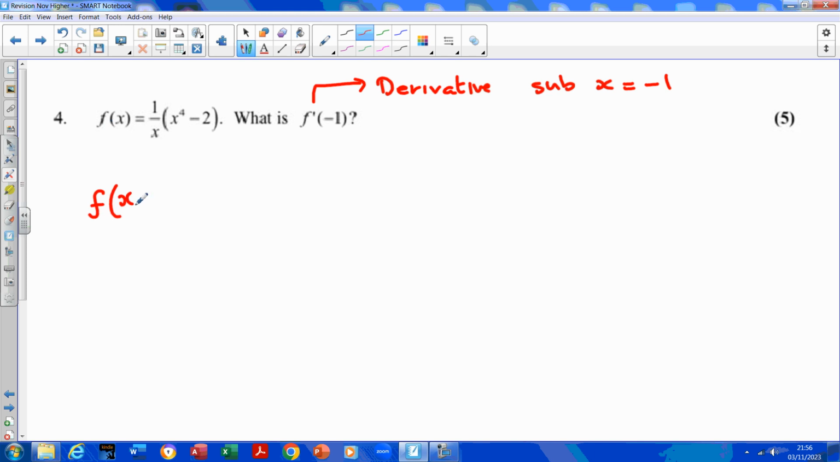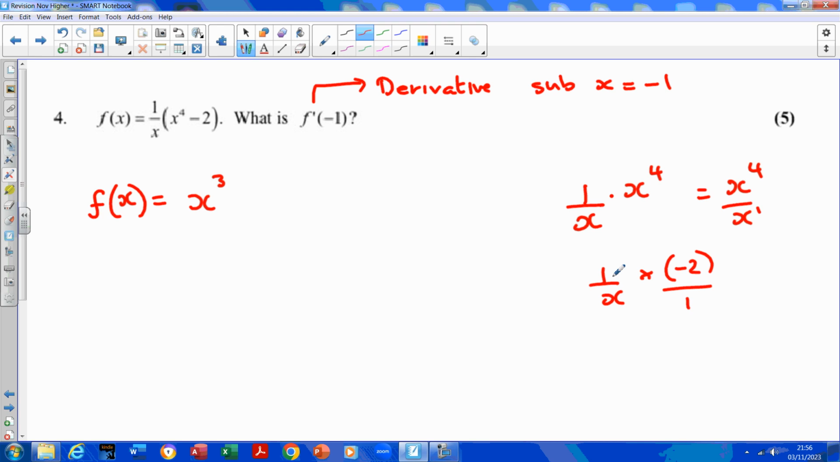So f(x) is equal to 1 over x times x to the power of 4. So if I do 1 over x multiplied by x to the power of 4, that's equal to x to the power of 4 divided by x, that's x to the power of 1. When you're dividing indices, take 1 away from the powers. So that is going to give me x to the power of 3. When I multiply that, I've got 1 over x multiplied by negative 2. We pretend that we're multiplying straight across the top, straight across the bottom. Pretend that's over 1. So that gives me negative 2 over x.